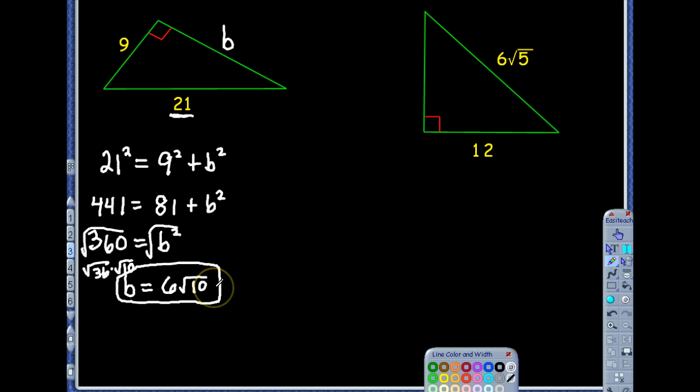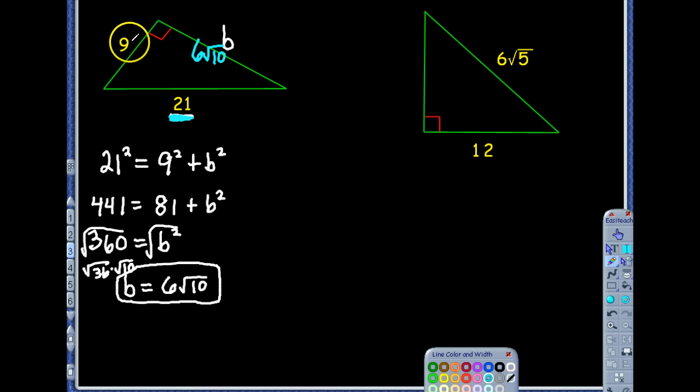And again, no rounding on this, so we want an exact answer. So that's this side length here. This is your 6 radical 10. Now, we didn't really talk about it on the last one, but how could we check to make sure? Because remember, the hypotenuse should still be the longest side, right? So how could I make sure?